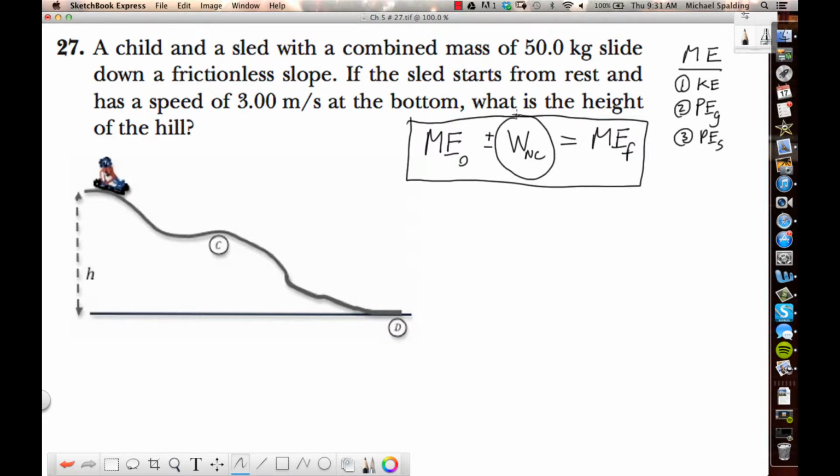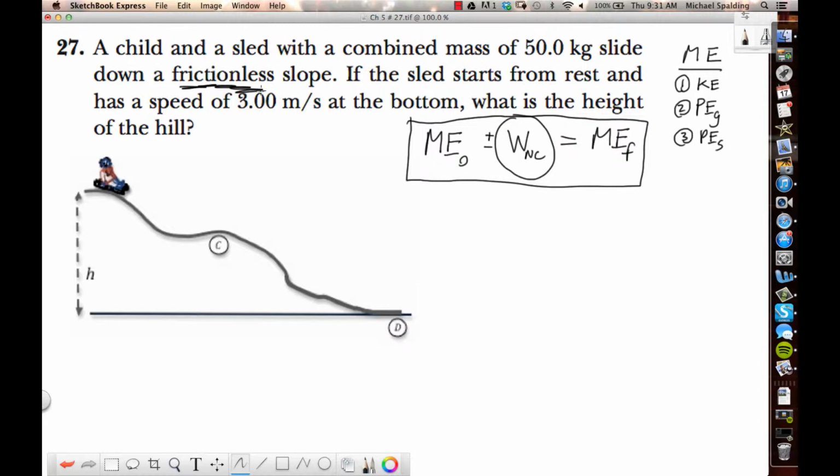In this problem, do we have any force doing work other than gravity or spring? No. What's the only force that does work in this problem? Gravity. The only force doing work is gravity, because that's what pushes the kid down the hill. They tell us that the hill is frictionless. If friction were present, then would we have a non-conservative force?